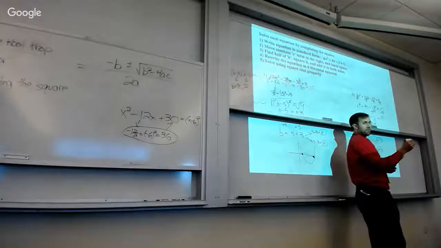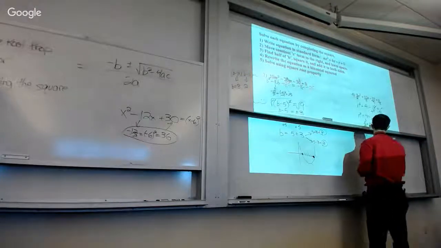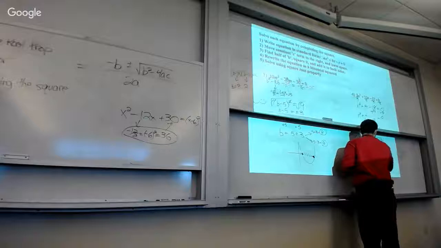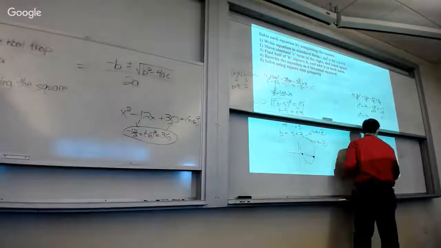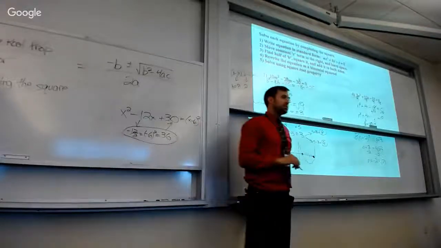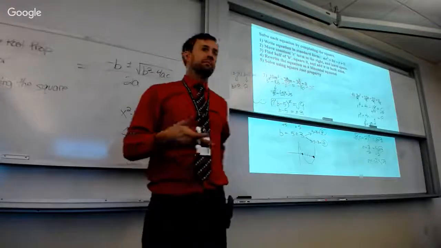Is it just the square root of 23? Plus or minus the square root of 23. And then we subtract off the 2, and we get n equals negative 2 plus or minus root 23. And that's our solution, using completing the square.